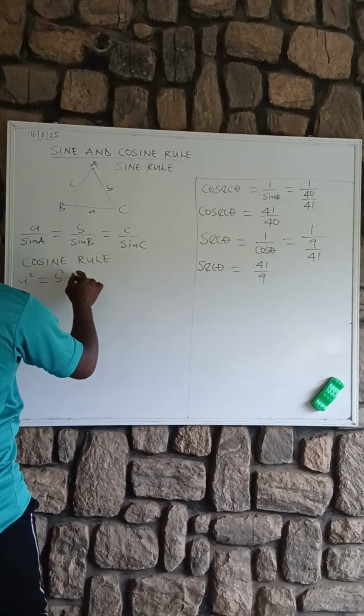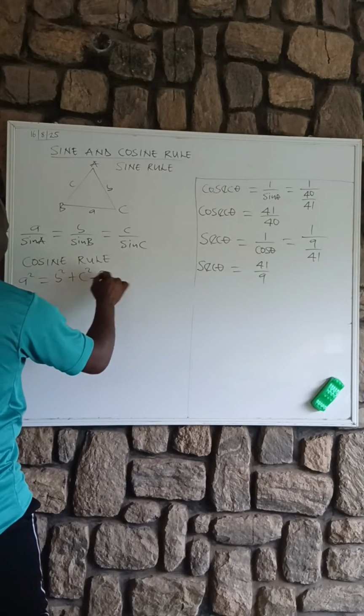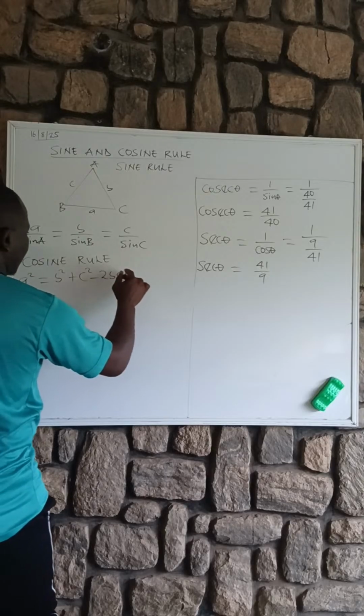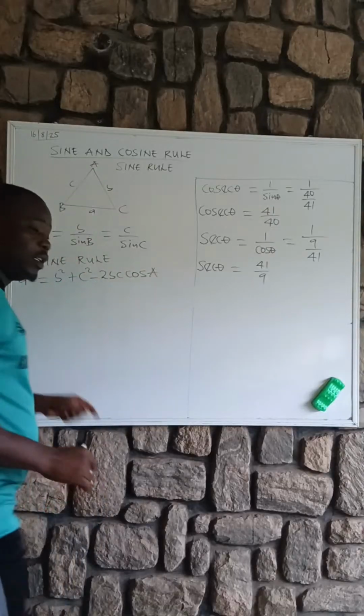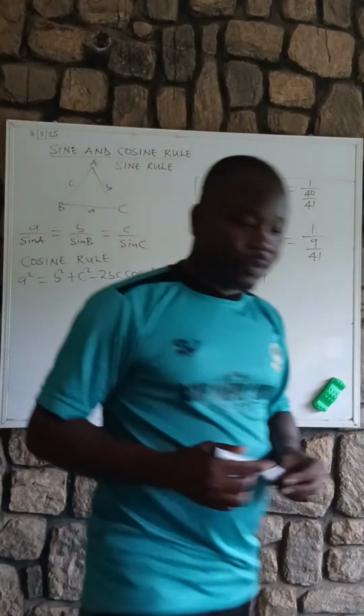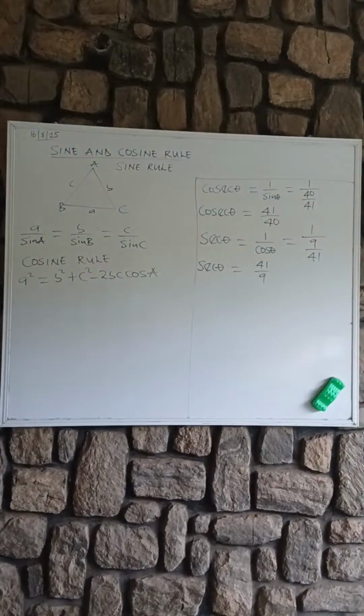B squared plus C squared minus 2BC times cos A, right? Hope I'm right. True or false? That is the cosine rule. True or false?